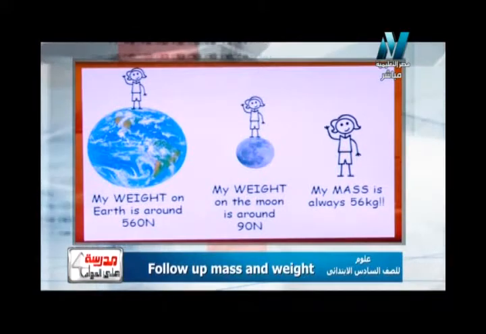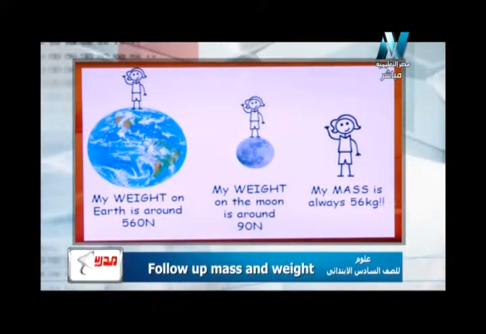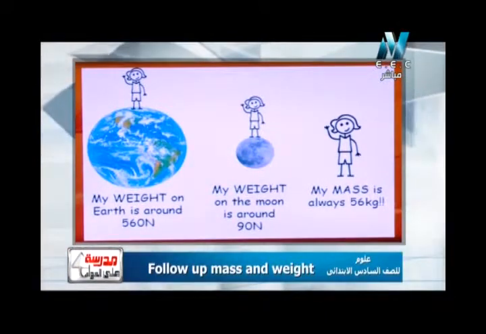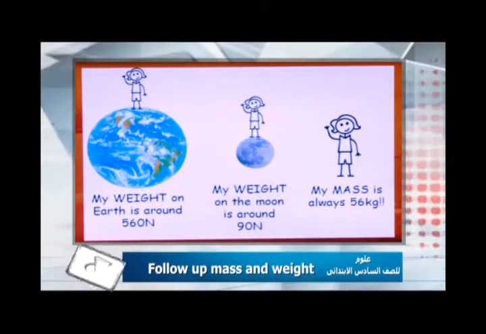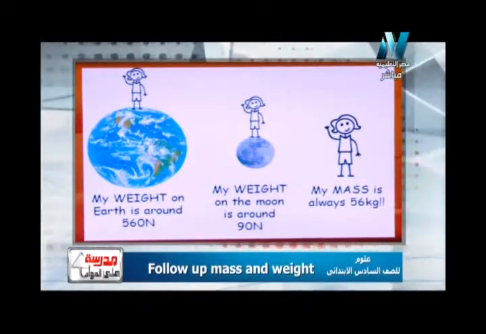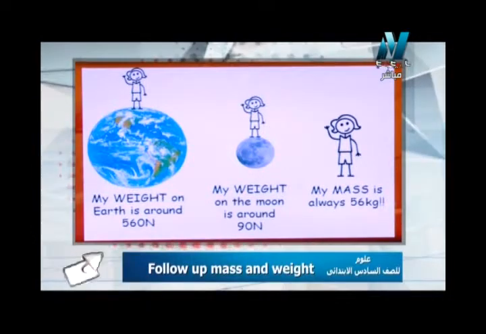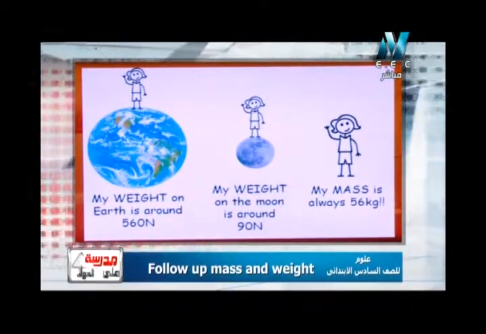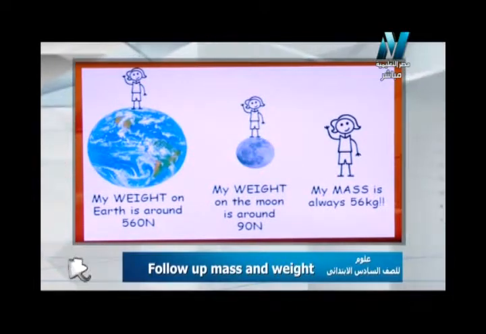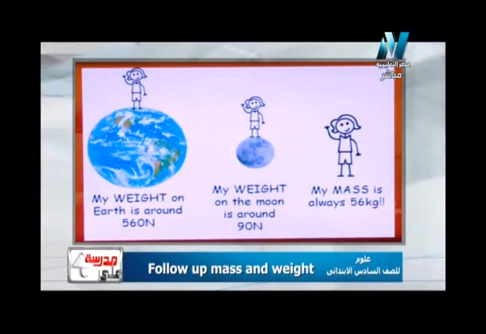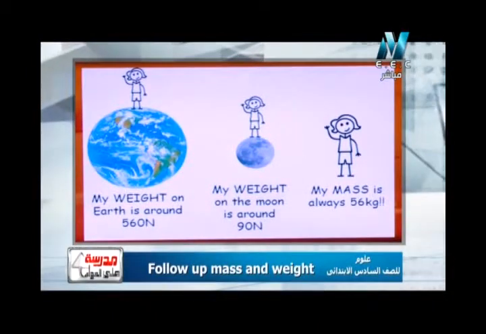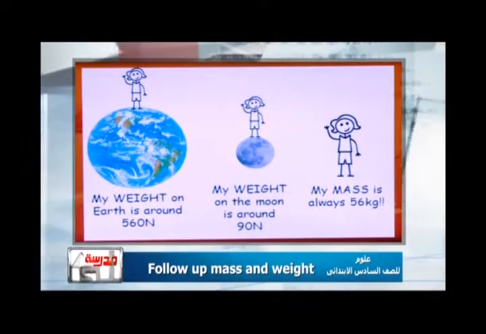But in another place, on the moon, for example, his weight is 90 Newton only. So what about mass? His mass is always 56 kilograms. So again, the mass doesn't change. This girl is standing on the earth, and sometimes on the moon, and sometimes at home, for example. So what happened to mass? Mass doesn't change. What happened to weight? Weight changes from place to place, and that's what we will study now about weight.